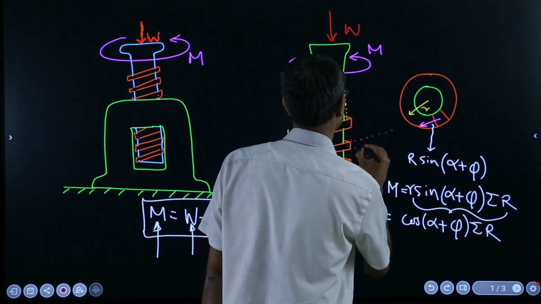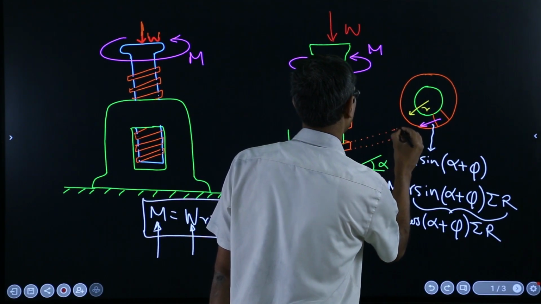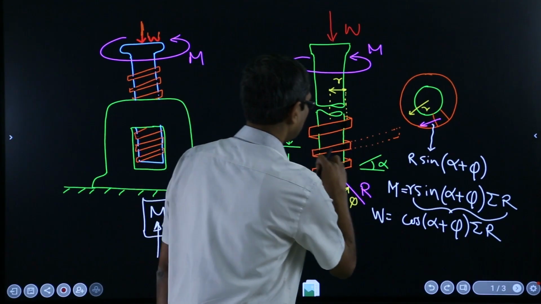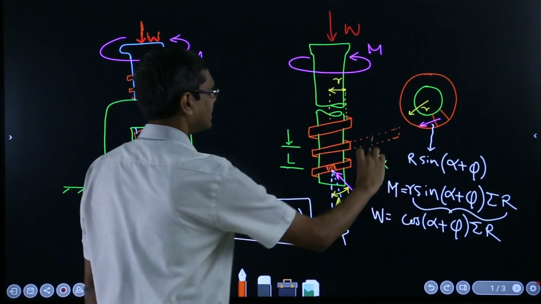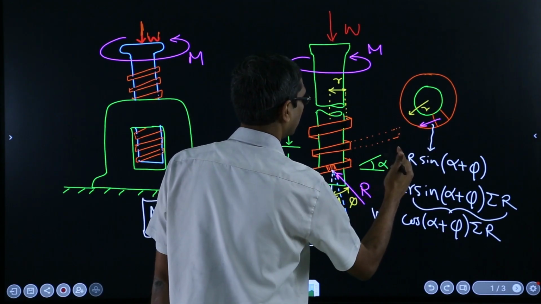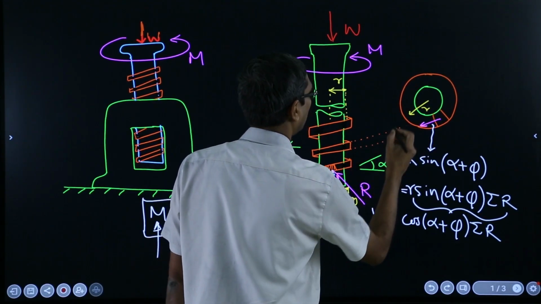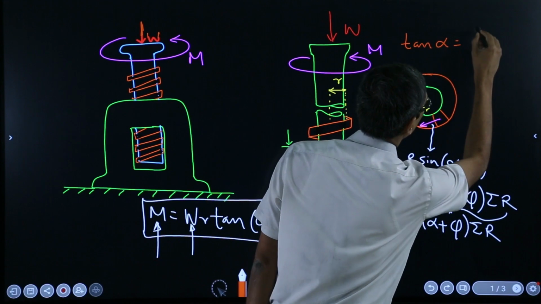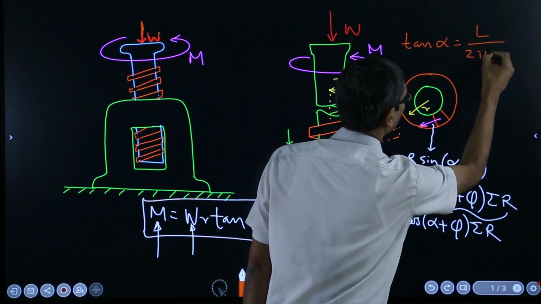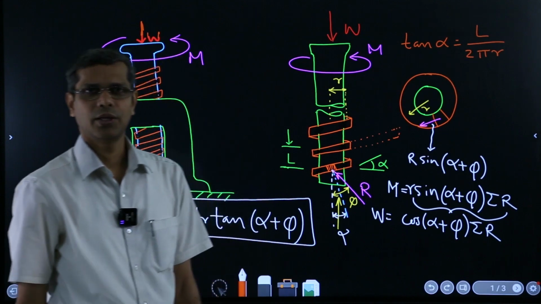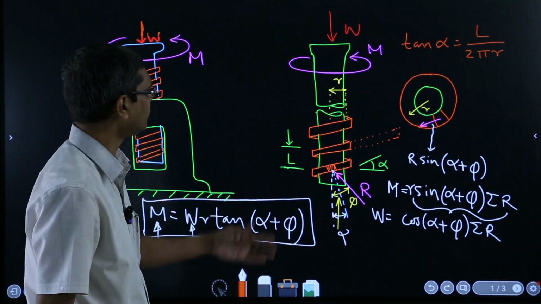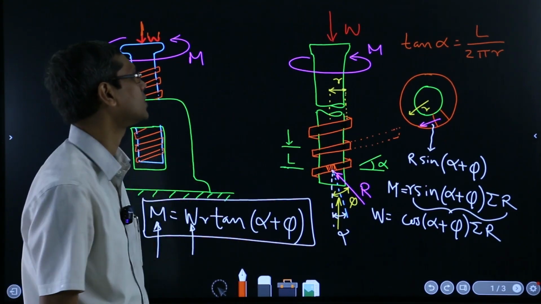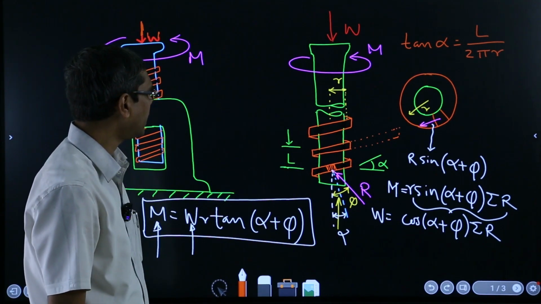Okay, you are just unwrapping it, and this one is 2 pi times r, and this height is L. Okay, so this is L, this is 2 pi r, so tan of alpha is equal to L over 2 pi r. So that is how you should in fact calculate alpha from the geometry of the screw thread, using the mean radius of the screw thread and the lead of the screw thread. And then yeah, it's done.